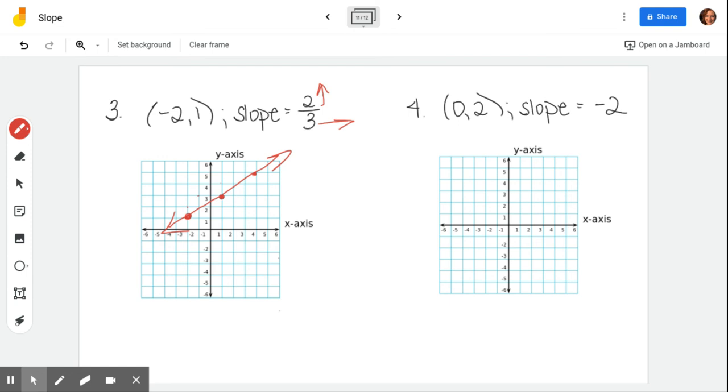Number 4, 0, 2. Don't go right or left, just go up 2. From there, I need to make my slope look like a fraction, so I'm going to put 1 on the bottom. My slope is negative, so it's telling me down and right. So from the point I just made, I'm going to go down 2, right 1. Do it as many times as you want. Down 2, right 1. Down 2, right 1. They're always going to land in line with each other. Through the points, past the points, arrows on the ends.